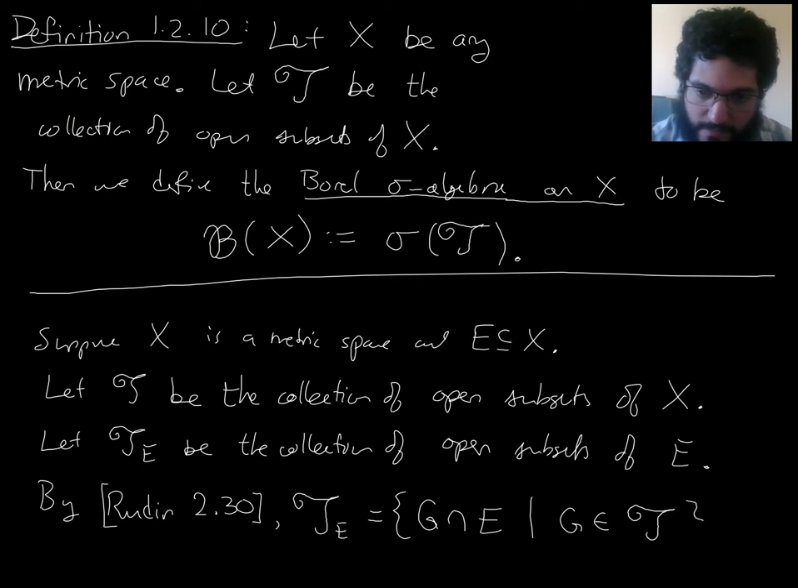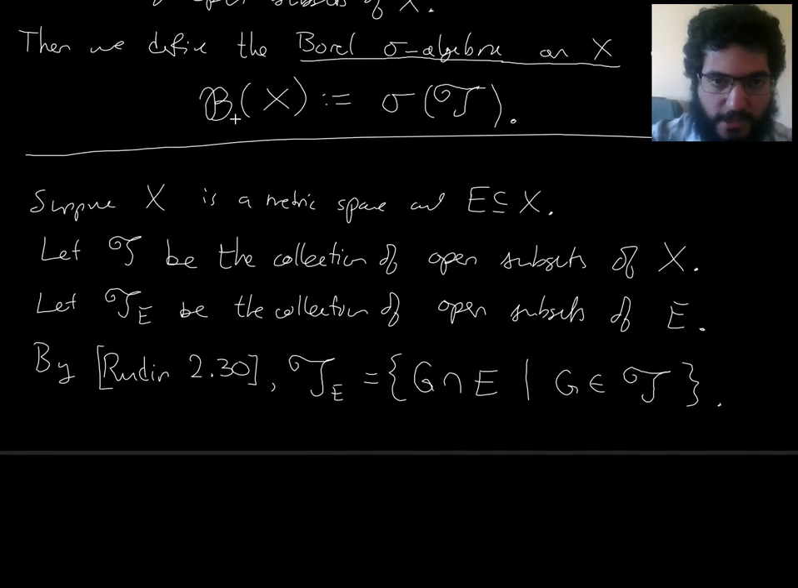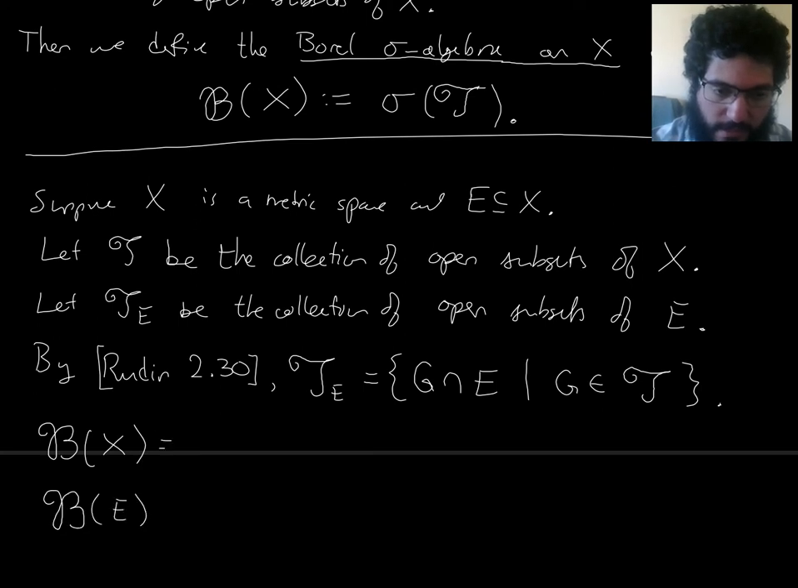So this is an example of this relative topology or subspace topology idea. Now, by the definition of the Borel sigma algebra, the Borel sigma algebra on X and the Borel sigma algebra on E are defined to be, respectively, the sigma algebra on X generated by the topology on X, and the sigma algebra on E generated by the topology on E.